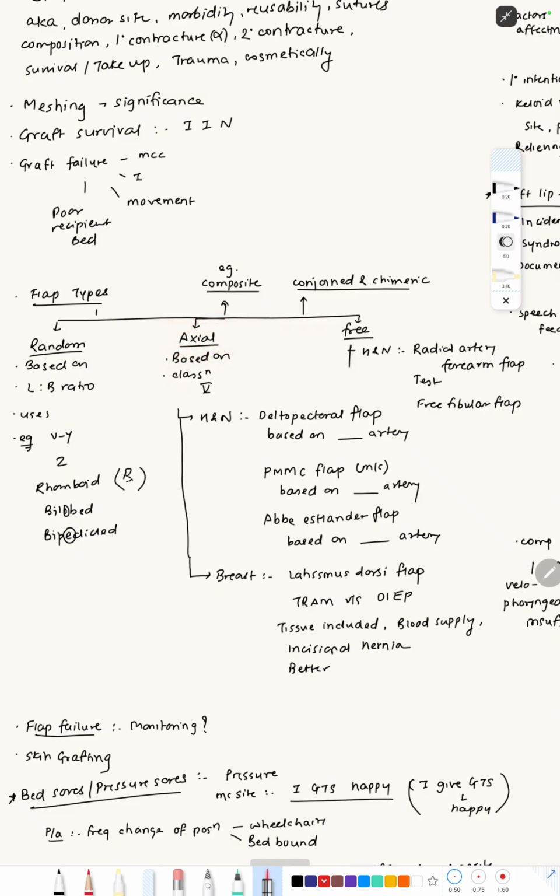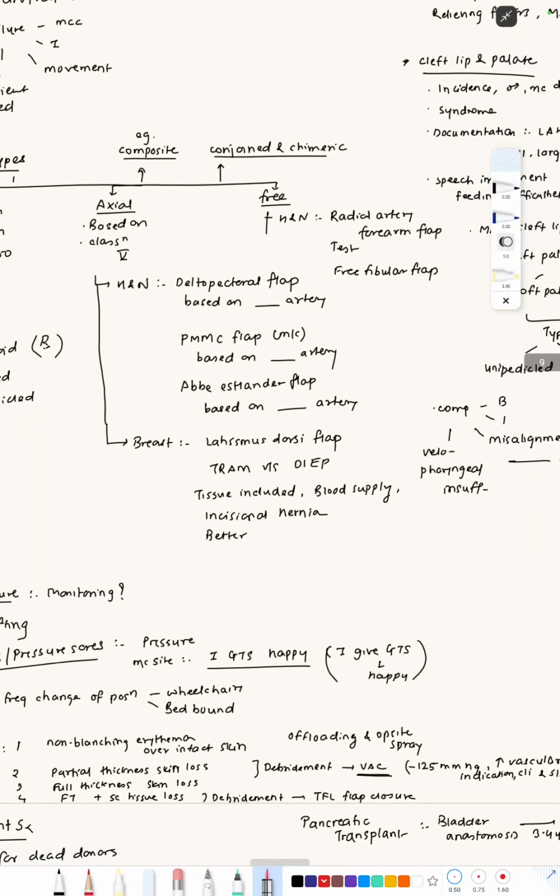Axial flaps are based on the blood vessels, and the classification that is used is called the Mathes and Nahai classification. Now class 5 is very important, which has one dominant pedicle and other minor pedicles. Now they are used in head and neck surgeries. Deltopectoral flap, which is based on the internal mammary artery, and pectoralis major myocutaneous flap, which is the most commonly used flap, but is based on the thoracoacromial artery.